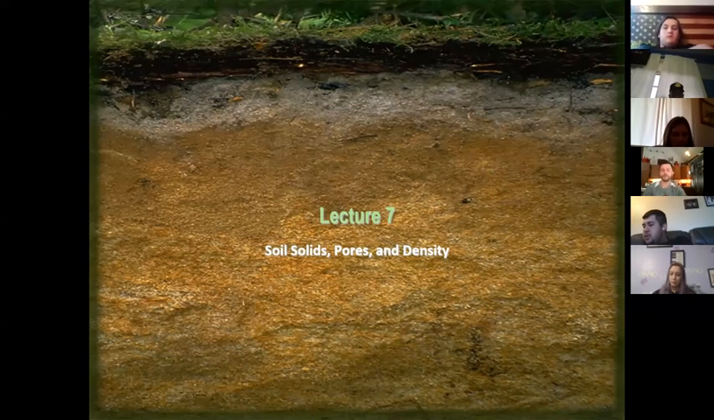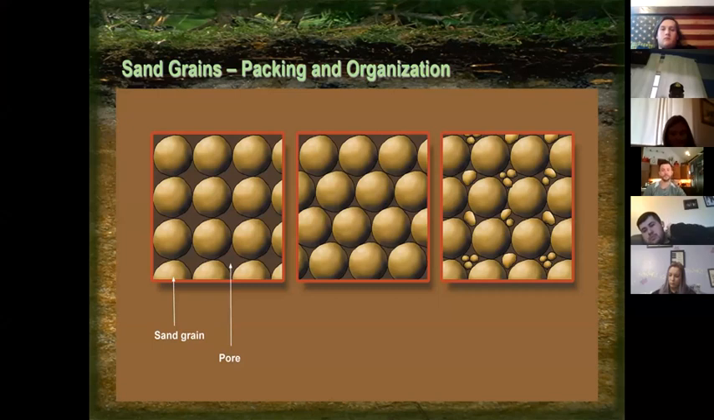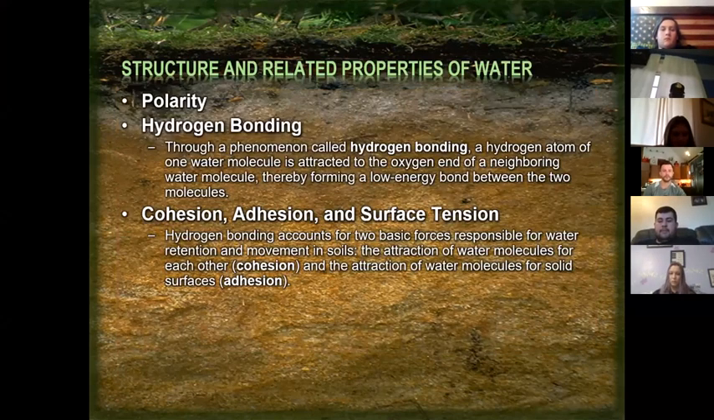Okay, so let's talk a little bit about these solids and pores, and we'll define density. We did that a little bit yesterday. We've seen this slide before, right? Usually I try to go over this again. We can't talk about soil pores and soil structure without talking about water too. And a few things. Number one, we need to talk about polarity. We need to talk about hydrogen bonding, and then adhesion and cohesion. Let me pull up a whiteboard here for just a minute.